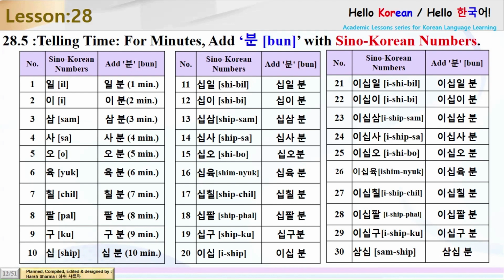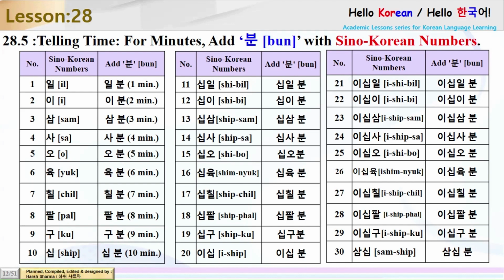See number 1, the Sino-Korean number is il. Add pun, it will become ilbun, meaning 1 minute. In the same way, number 2, that is i. Add pun, it will become ibun, 2 minutes. See number 3, that is sam. Add pun, it will become sampun, meaning 3 minutes. So in this way, you can see on this screen, minutes are explained from 1 minute to 30 minutes.